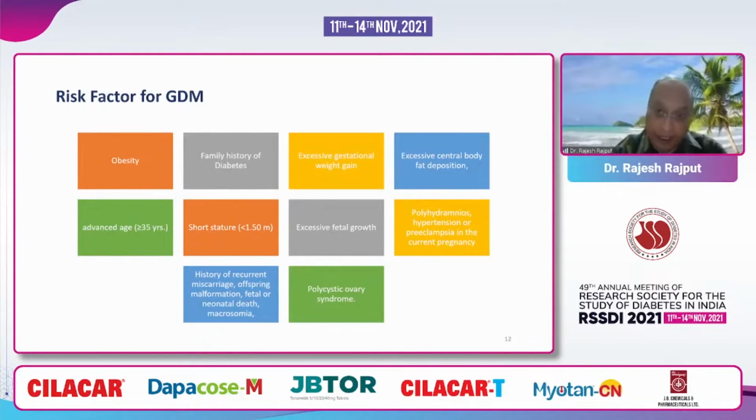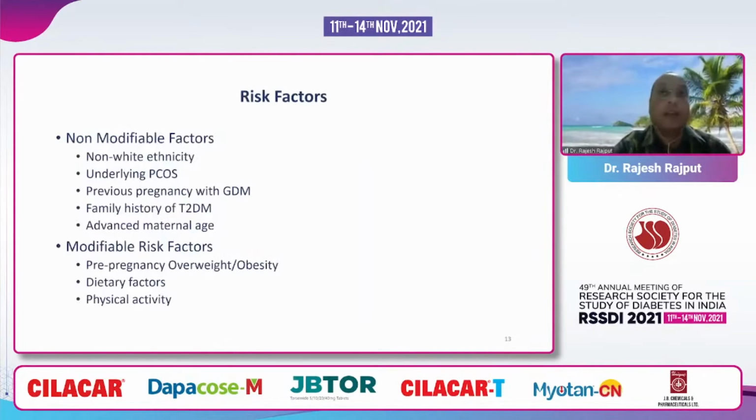But then there is another way to look at risk factors when we are talking of prevention. We have to understand there are some factors which are non-modifiable and some which are modifiable. The non-modifiable risk factors include our ethnicity, underlying history of polycystic ovary syndrome, previous pregnancy with GDM, family history of type 2 diabetes, and advanced maternal age. As you see, we cannot change any of these risk factors.